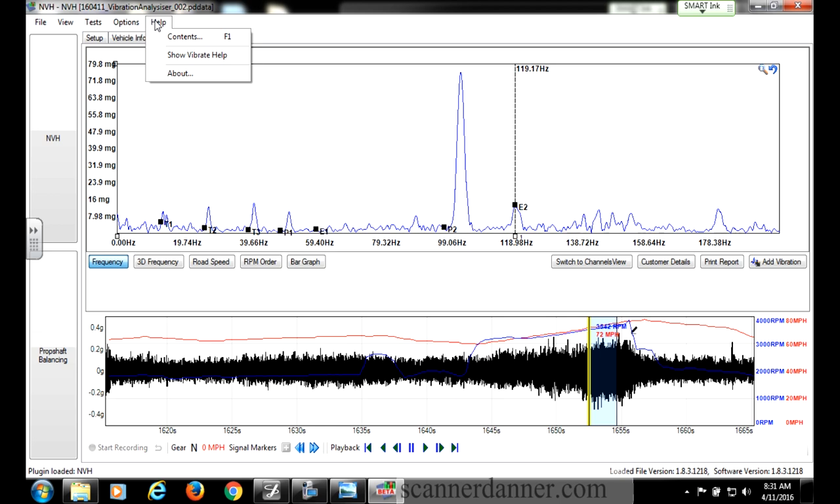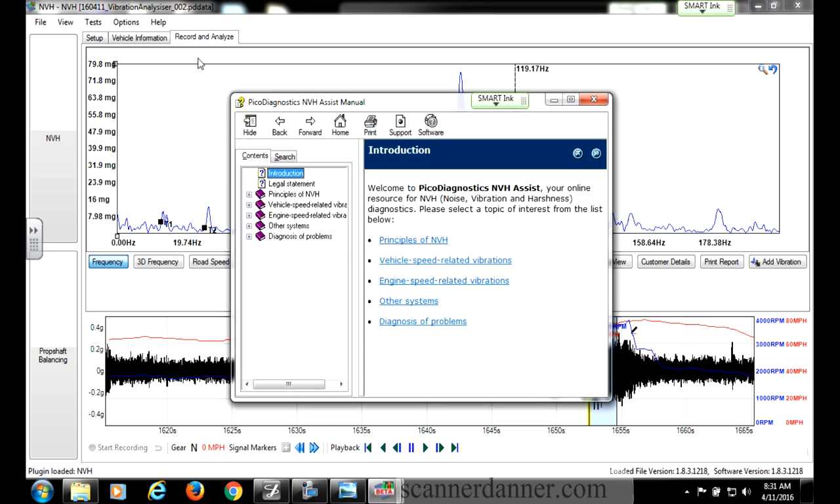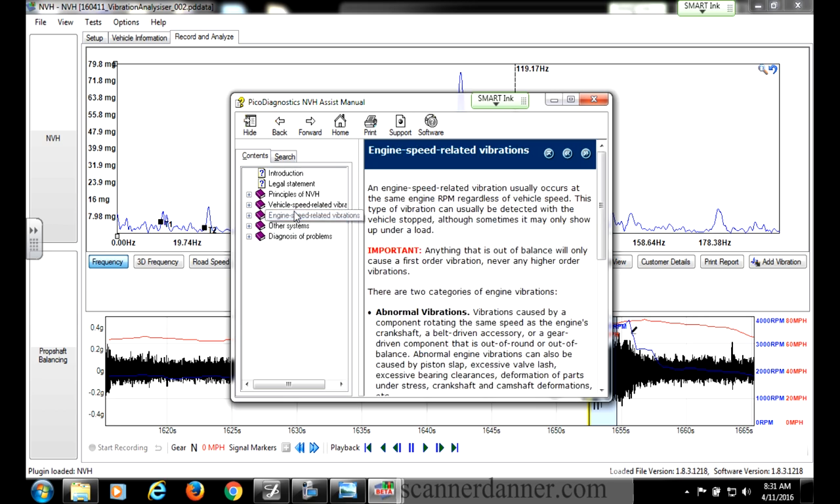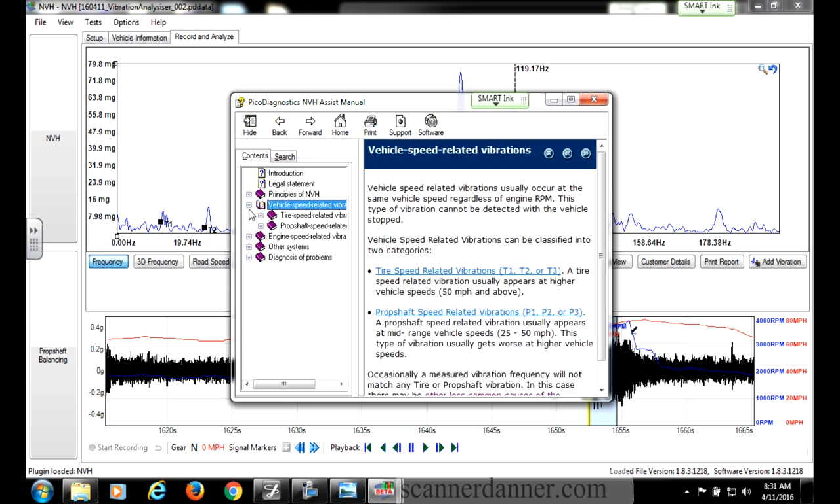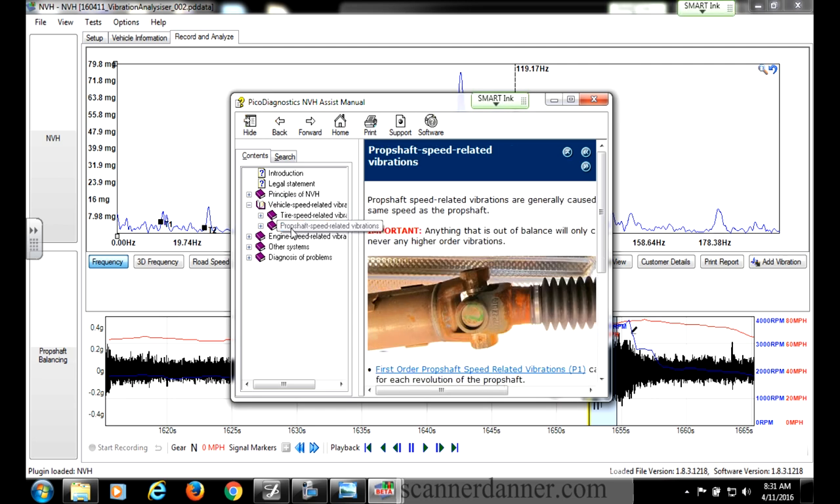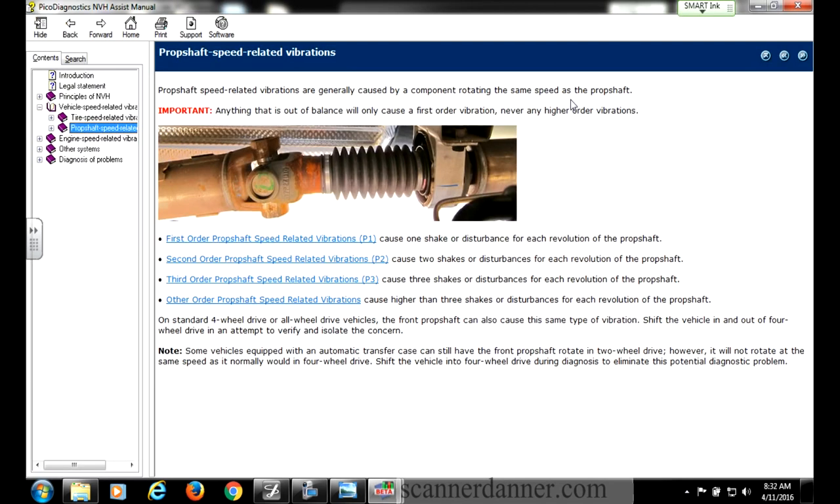Show vibrate help. So P2 is what we want to research here, right? Yeah. Engine speed. Prop shaft. Yeah. So this is within the program too. A second order would be two. That's us, right? P2. So it says causes two shakes or disturbances for each revolution. Ah, got it. Two. P1 would be cause of one shake or disturbance for each revolution.